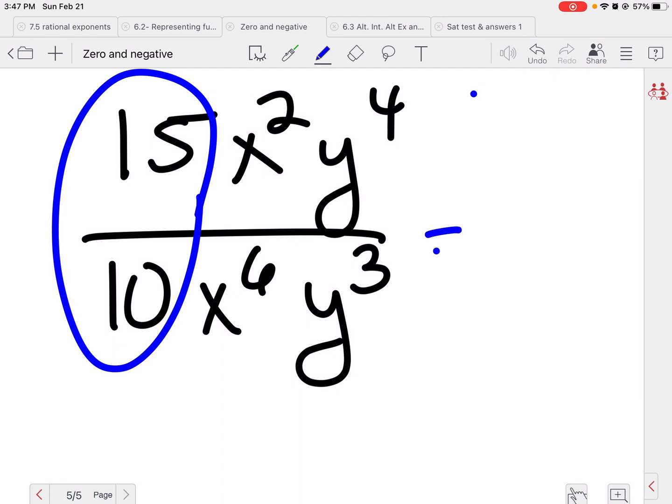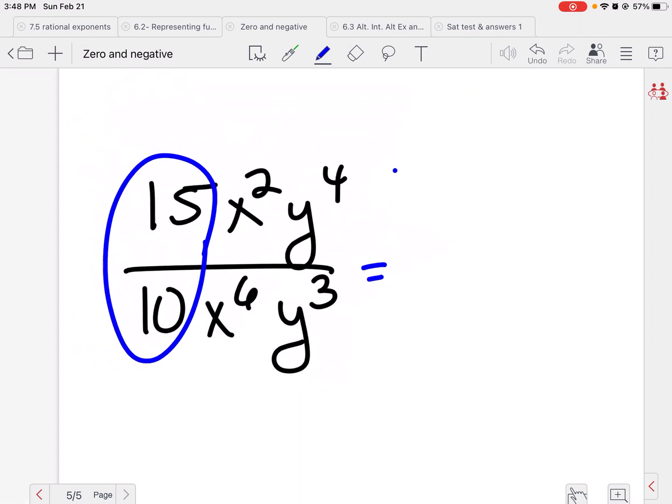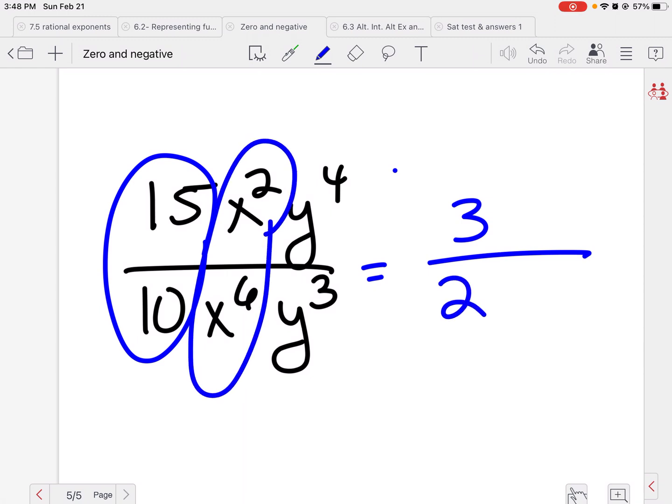Go ahead, and if you're looking at this, 15 and 10 don't go into each other evenly. So we're going to reduce it just like we would a normal fraction. 5 goes into both of them. 5 goes into 15 3 times and into 10 2 times. And then I look at my x's. Now I could do, well, 2 minus 6 is negative 4, but then I have to bring it down. So one thing that's helpful is to be like, okay, well, there's 6 on the bottom and 2 on top. So that means I'm going to have more on the bottom. So that means my x to the 4th will go on the bottom right away.